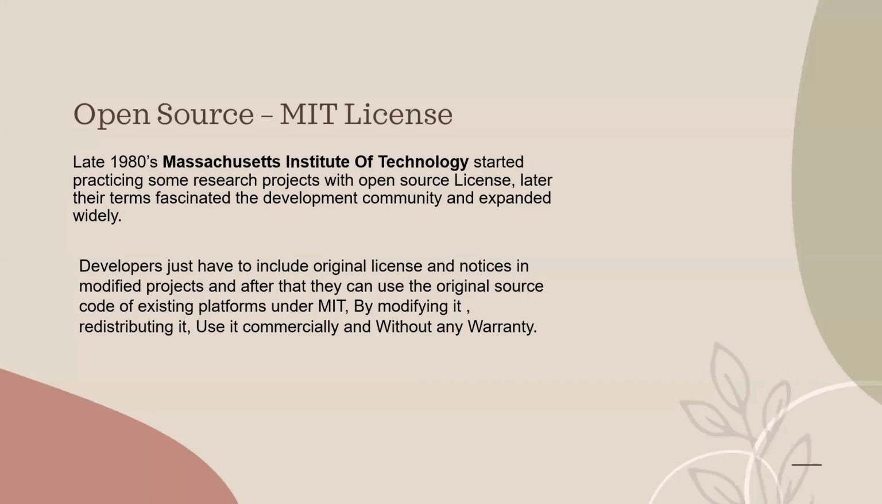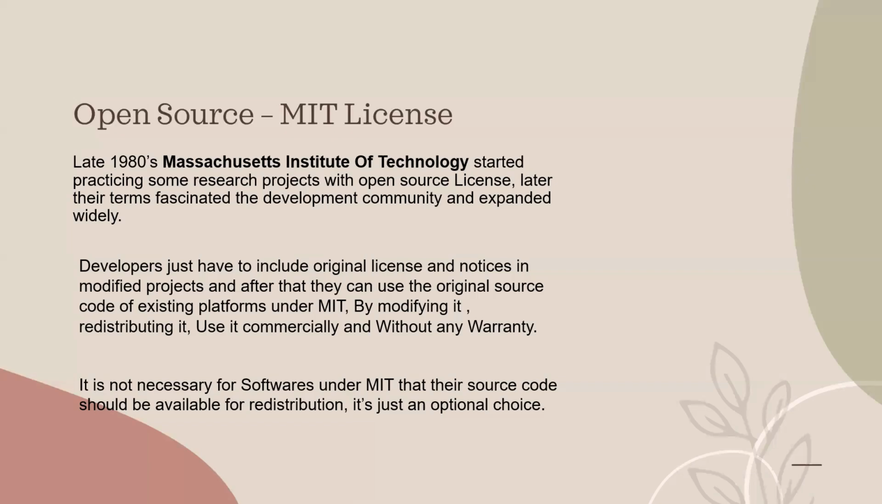In MIT license, developers just have to include the original license and notices of the original creator of the open source software in their projects, and further they can modify the projects and related code, add some flavors, and redistribute it. Further, we can use the MIT license based source code for commercial use without any warranty or any copyright issues.